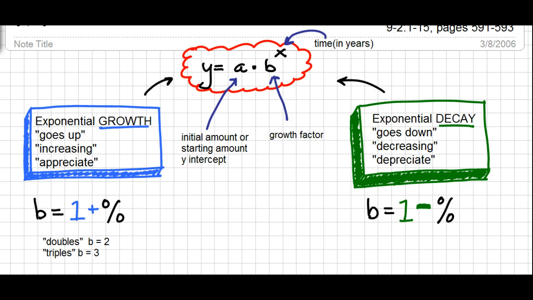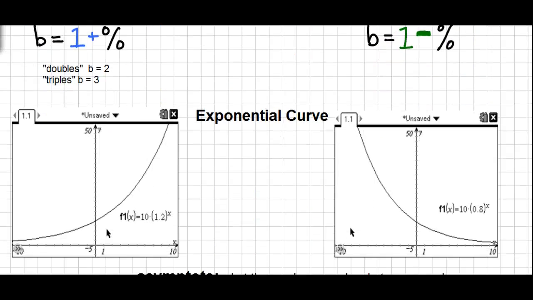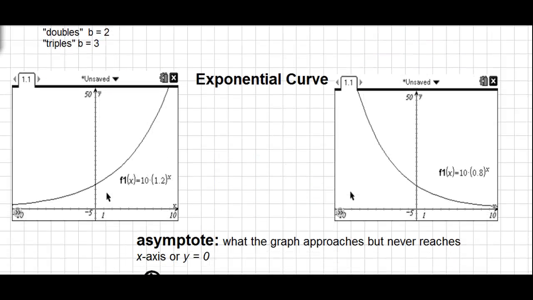I also want to look at what these look like when you graph. So AB to the x, when you graph it, is going to be called an exponential curve. So both graphs here, whether it's growth or decay, are going to be referred to as an exponential curve. You can see that it's either going to go up from left to right or down from left to right. It'll go up from left to right when it's growth. It'll go down from left to right when it's decay.